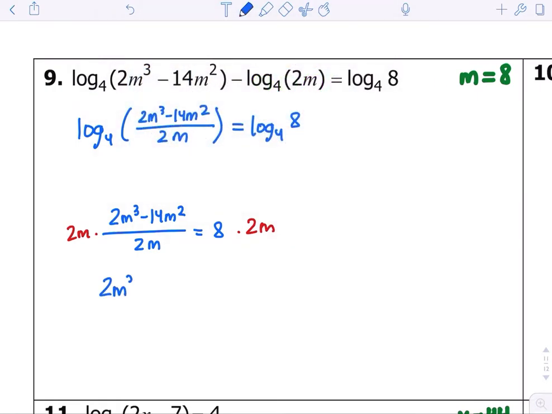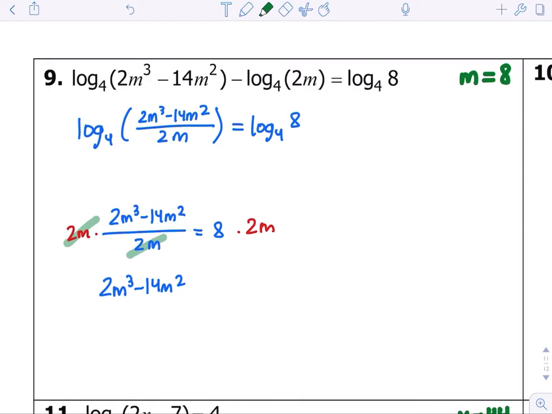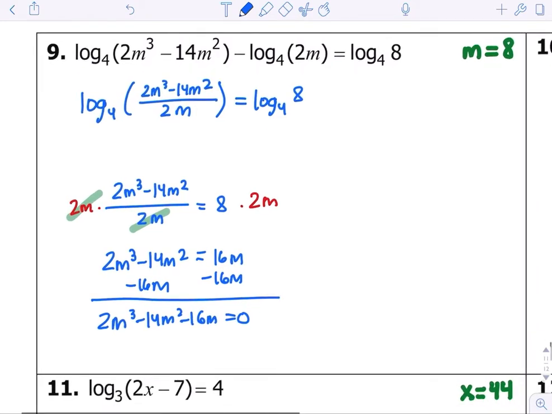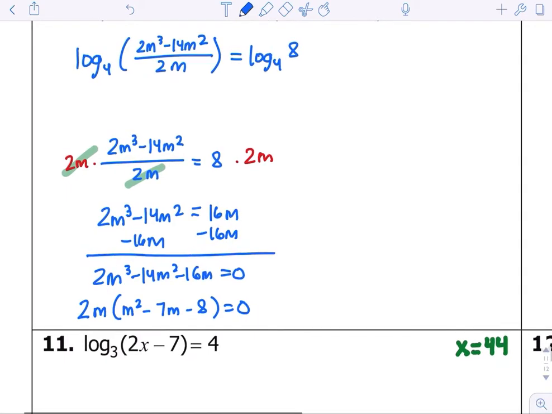2m to the third minus 14m squared. These cancel. This cancels with that. And on this side, we're going to get 16m. So let's subtract 16m from both sides. 2m to the third minus 14m squared minus 16m is equal to 0. Okay, I can factor out a 2m on this side. So we're going to get 2m times m squared minus 7m minus 8 equals 0.